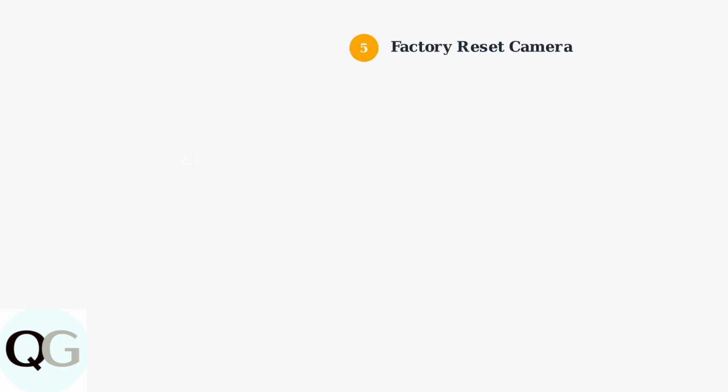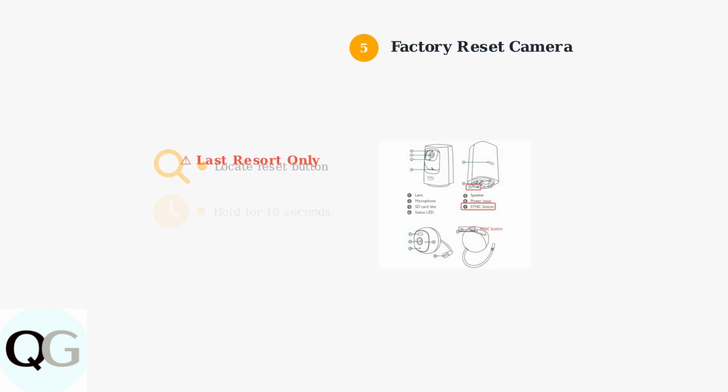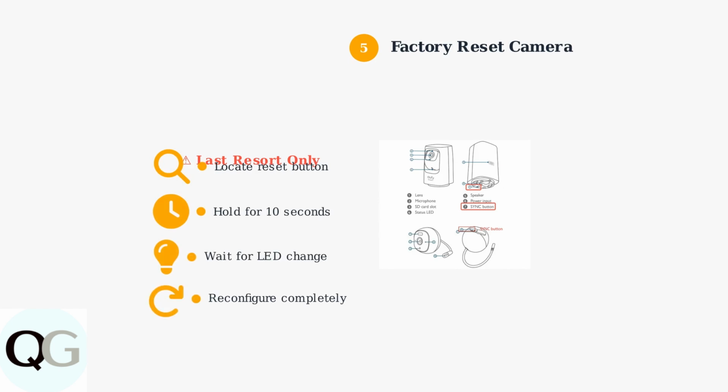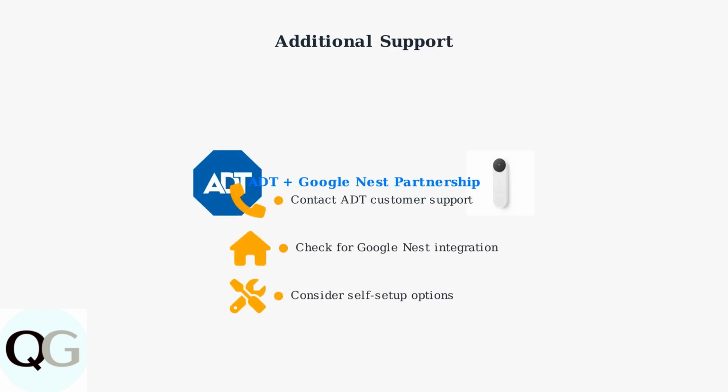If nothing else works, perform a factory reset. Locate the reset button on your camera and hold it for about 10 seconds until the LED changes color. This will erase all settings and require complete reconfiguration. If you're still having issues, contact ADT customer support for assistance.